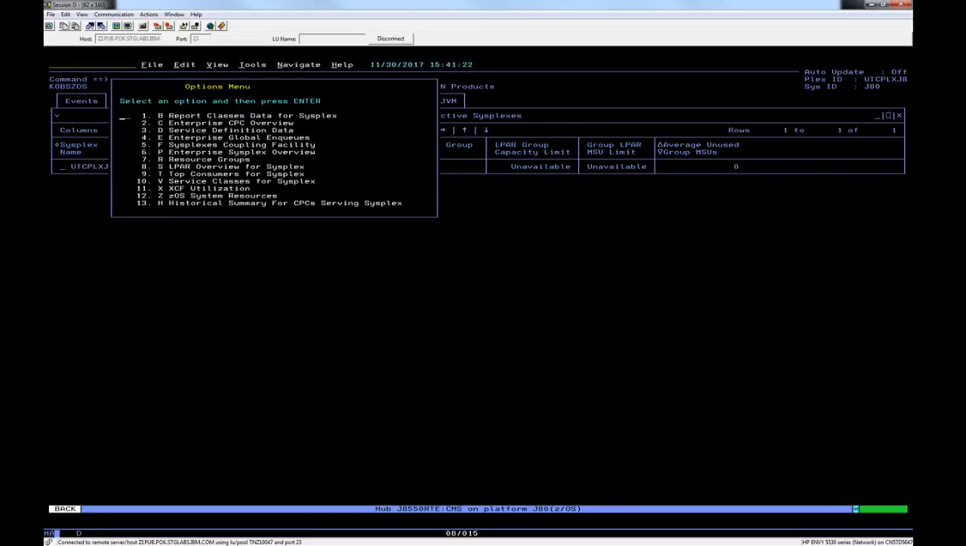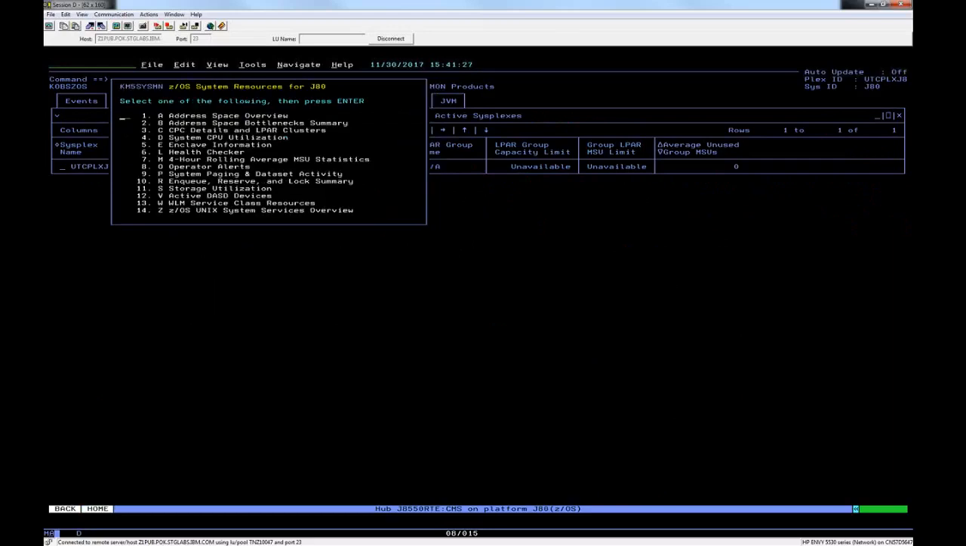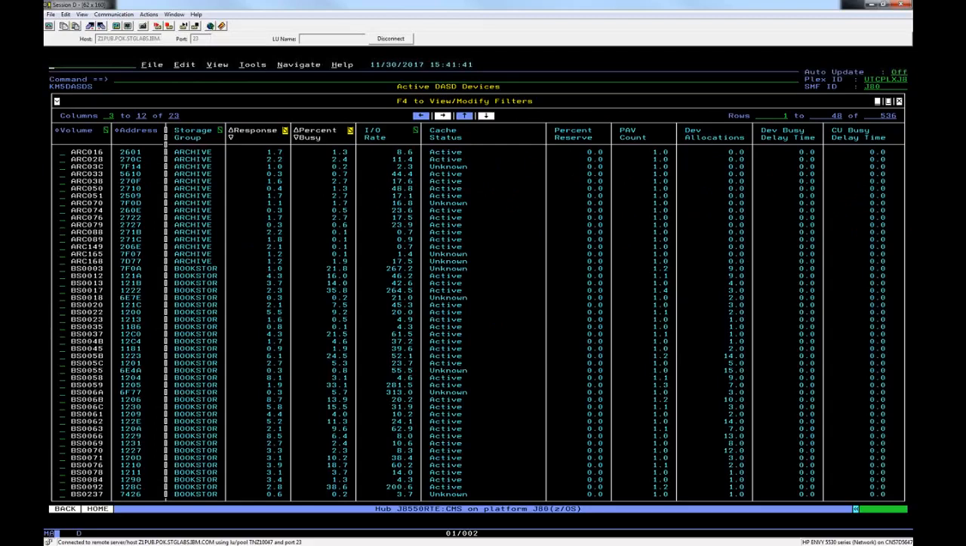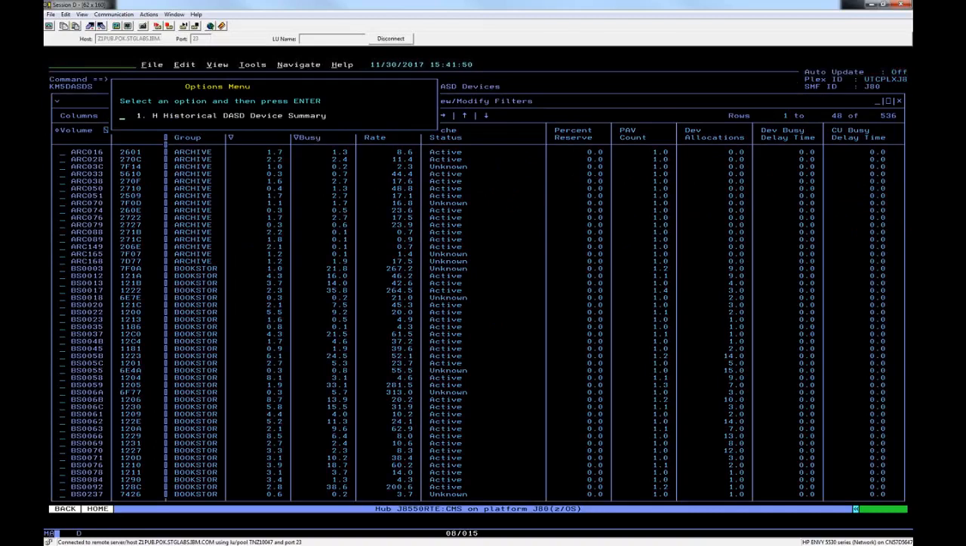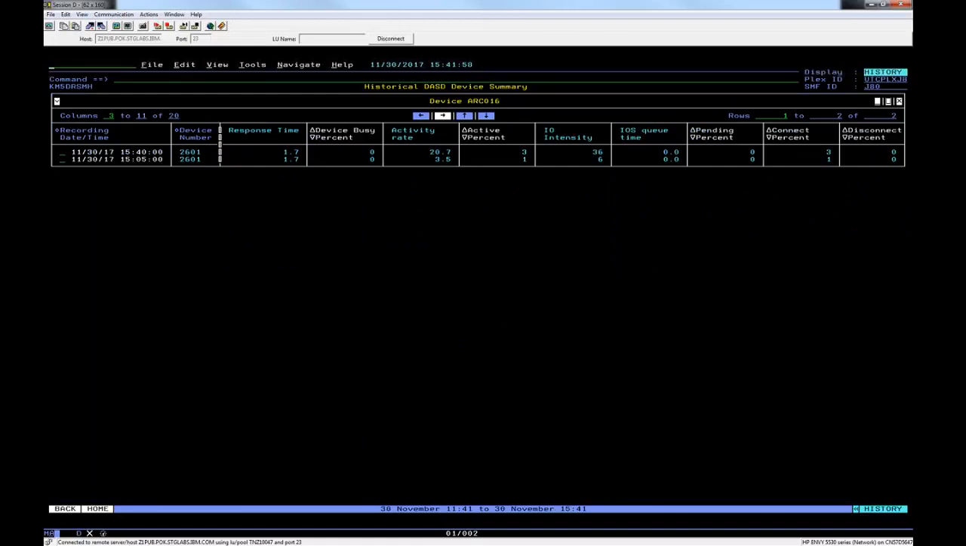Let's take a look at some more ElPro level resources. If we look at, let's see, active DASD devices, you can get all of the metrics one would expect related to your DASD performance. One thing one can do with each device, you can, again, navigate to a near-term history for a specific device. And in this case, there are only two intervals where the device is active.